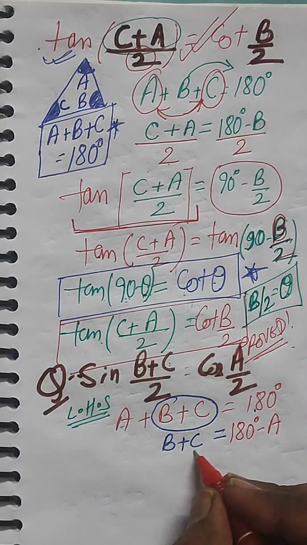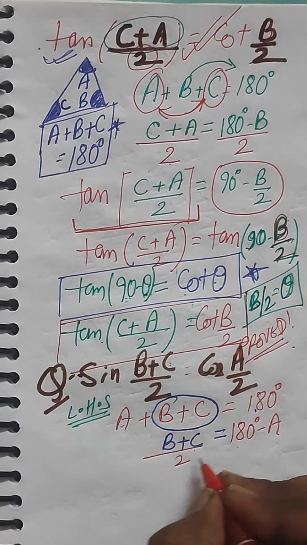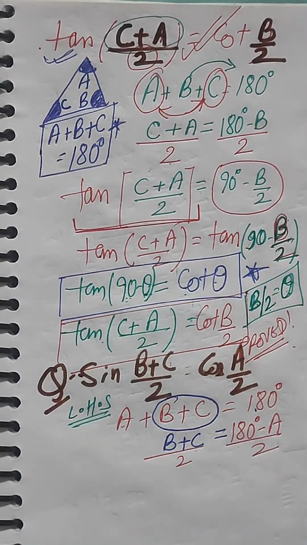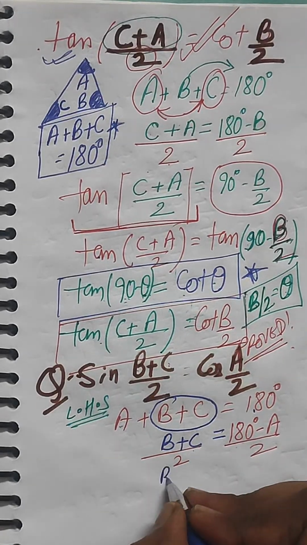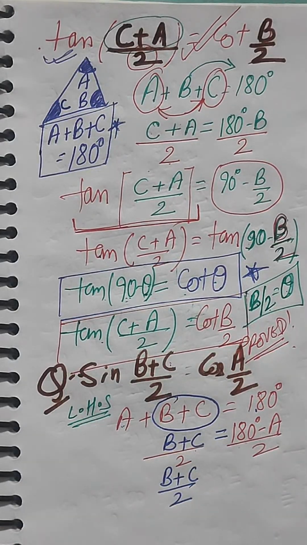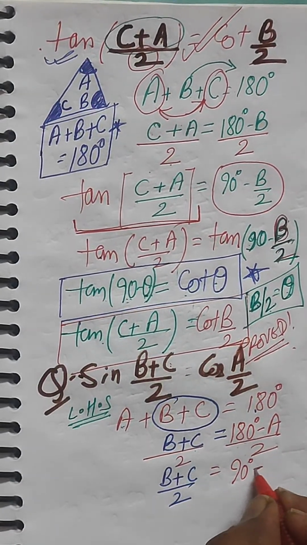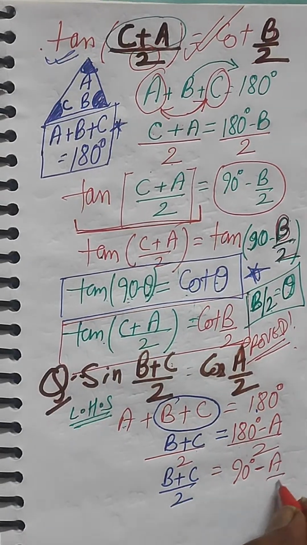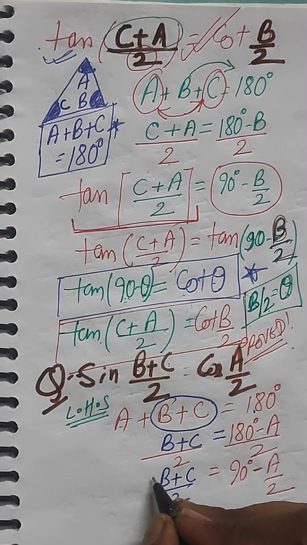Now b plus c is 180 minus a, then just divide both sides by 2, then you will get b plus c by 2 is equal to 180 by 2, that is 90 degrees minus a by 2, isn't it? So this is the relation which is derived.